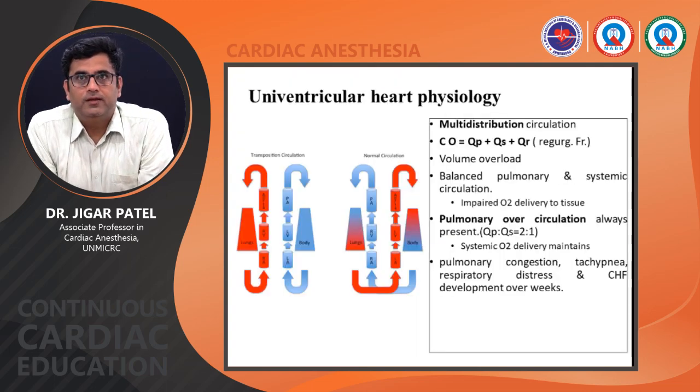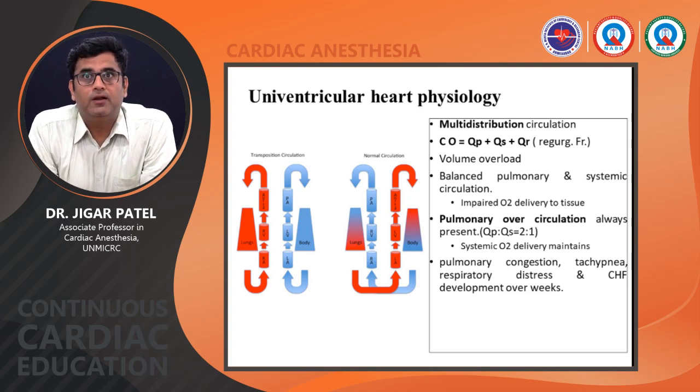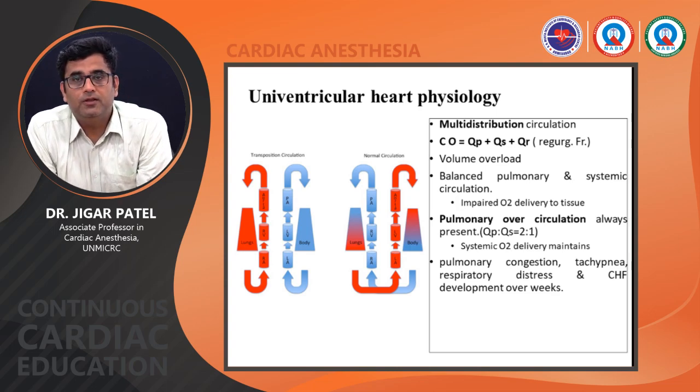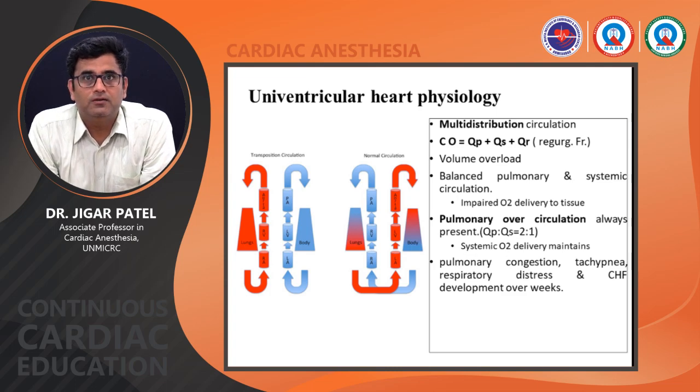Before seeing each stage of surgical management, we will see univentricular heart physiology. In the normal heart, it is a series circulation, where blood from the RA travels through the whole body and returns to the RA. While in transposition, there is a parallel circulation, so both circulations mix at a certain point. Previously, single ventricular circulation was known as a parallel circulation, but that is wrong. It is a multi-distribution circulation.